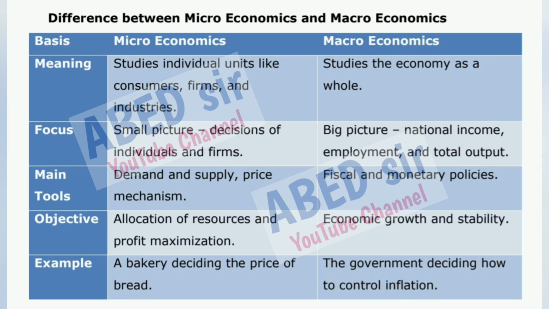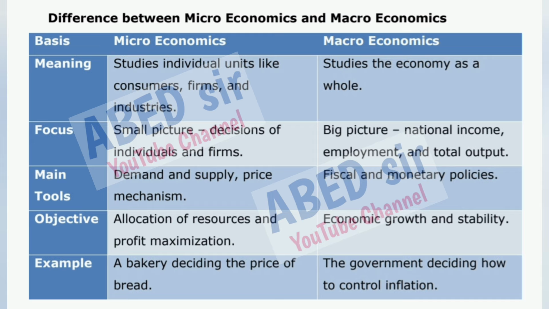Difference between microeconomics and macroeconomics. Basis: microeconomics, macroeconomics. Meaning: studies individual units like consumers, firms, and industries. Studies the economy as a whole. Focus: small picture, decisions of individuals and firms. Big picture: national income, employment, and total output.